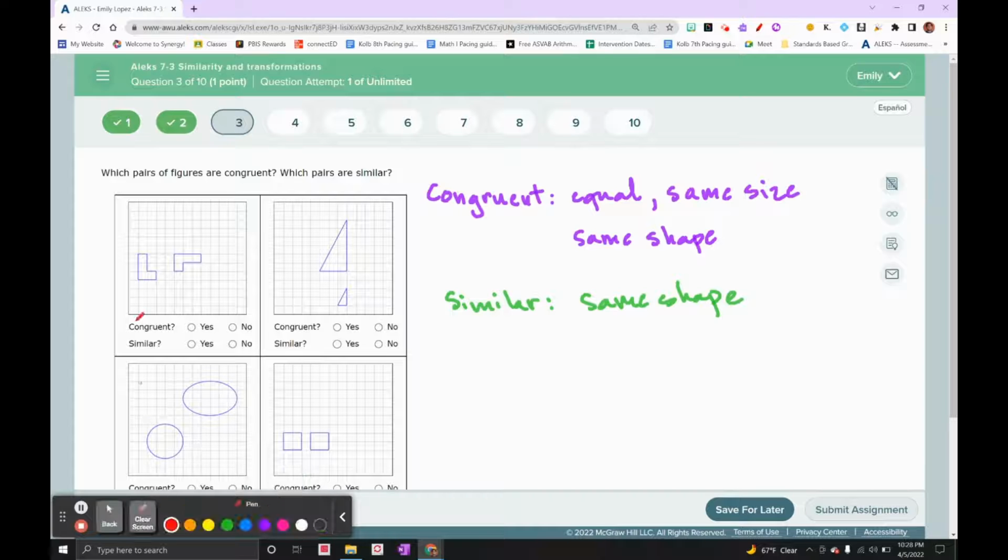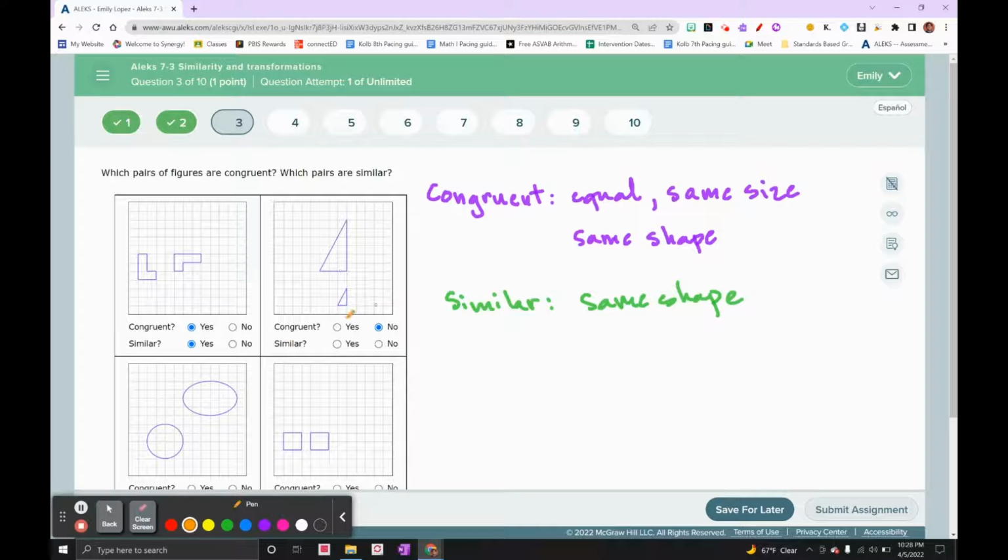Okay, you can pause the video and try this one by yourself before I give you the answer. Okay, the first one is going to be congruent because they look exactly the same. Since they're congruent, they will be similar. The second one, they're not congruent because they do not look exactly the same.